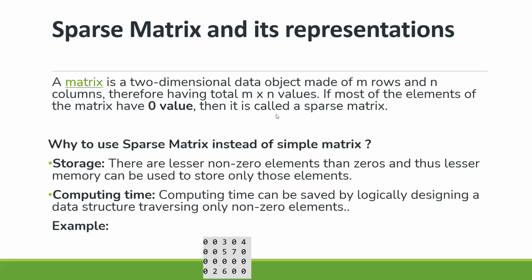First one, sparse matrix and its representation. A matrix is a two-dimensional data object made of m rows and n columns, therefore having a total of m into n values. Most of the elements of the matrix have zero value. So whenever most values are zero, it's called a sparse matrix. Why are we using a sparse matrix instead of a simple matrix? That we can see.